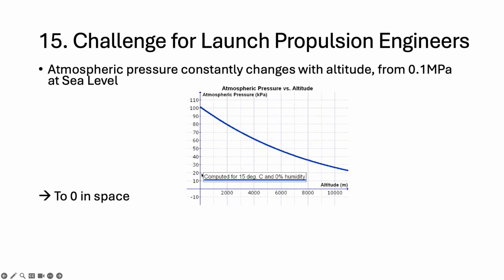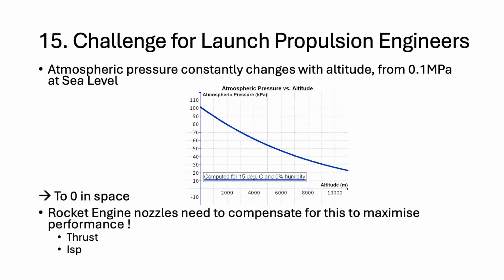And that's a real challenge, because the external conditions affecting the flow of gas through the nozzle, and hence the CF and the C star, are going to be constantly changing. So rocket engine nozzles need to compensate for this to maximize performance, but it's very difficult to do that with a fixed nozzle. But in order to get best thrust and ISP, that's what the engineers have to think about.